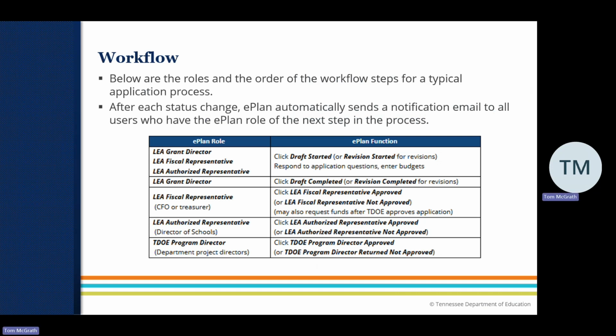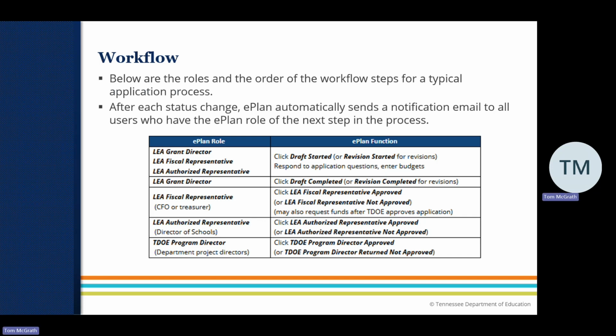Below are the roles and the order of the workflow steps for a typical application process. After each status change, ePlan automatically sends a notification email to all users who have the ePlan role of the next step in the process. As you can see from this workflow, each funding application goes through a series of internal approvals within your school and then a TDOE approval before your funding application is fully approved.